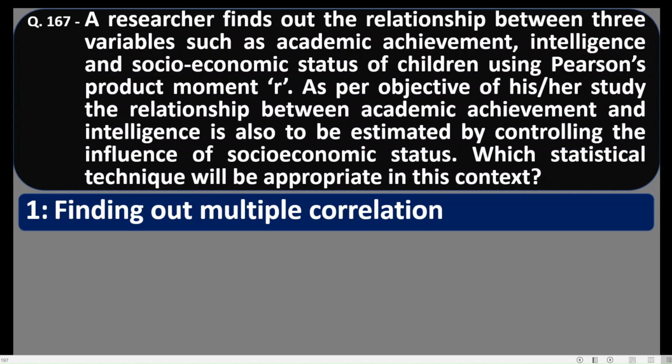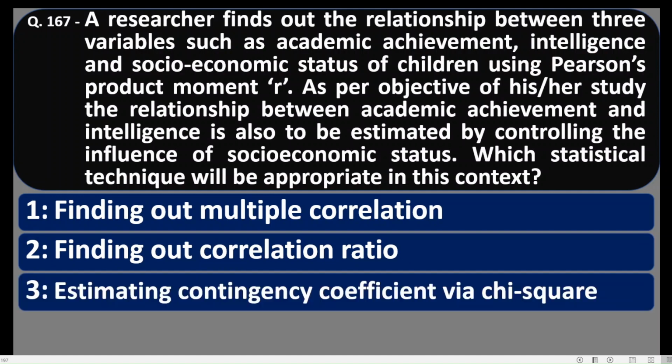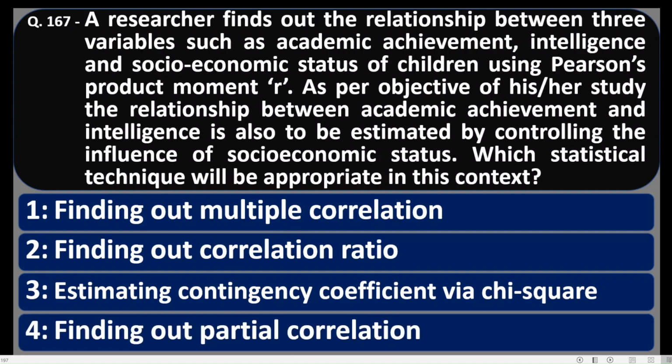Number one option is finding out multiple correlation. Number two, finding out correlation ratio. Number three, estimating contingency coefficient via chi-square. Number four, finding out partial correlation. Friends, in the given situation, in which one variable is controlled and relationship between the other two variables is to be found, partial correlation coefficient is found out. So option number 4 is correct.